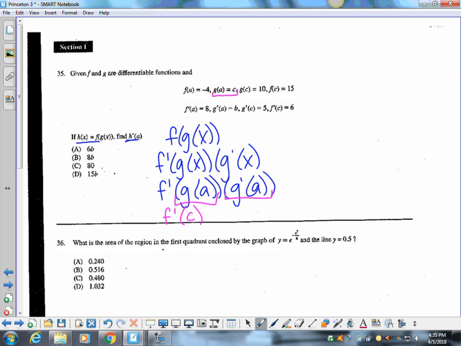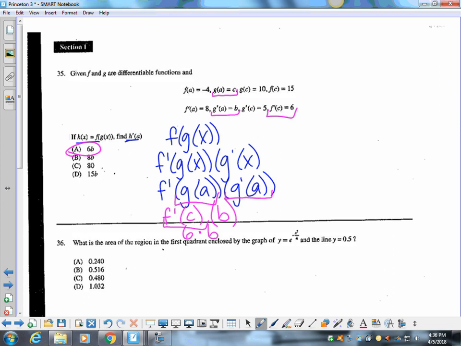G prime of a is right there, and that's a b, but just a plain old B, like it doesn't get plugged into anything. Now I need f prime of c. F prime of c. Oh, there's a number, 6. So I have 6 times b, 6b. Done. It's like a puzzle. And it's really easy. Just follow your rules.